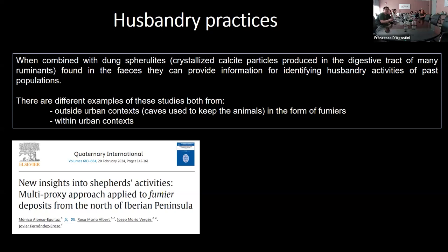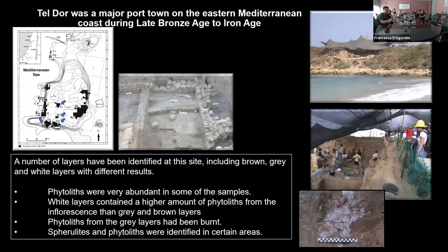And this, together with the phytoliths, can provide information for identifying husbandry activities of pest populations. So we've been doing this type of study both outside urban contexts, like fumier deposits. This is one paper that just came out on this, which is Monica's work. And then inside the urban context, which is the example that I gave.